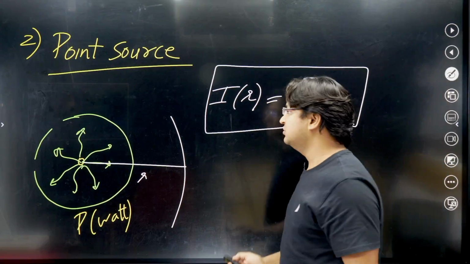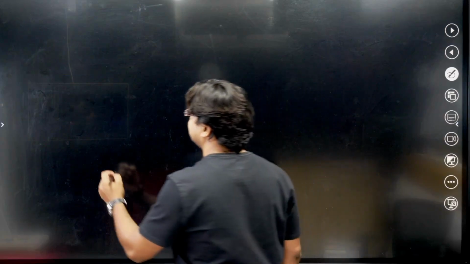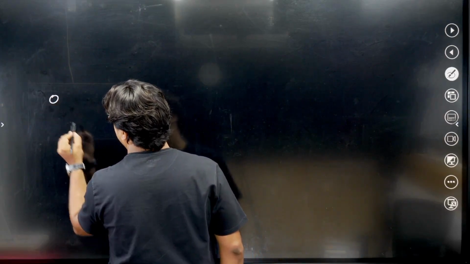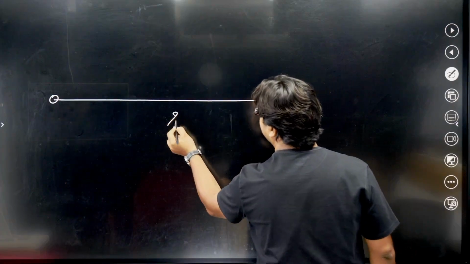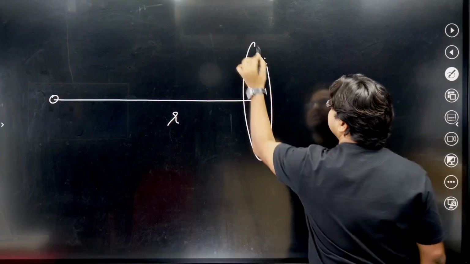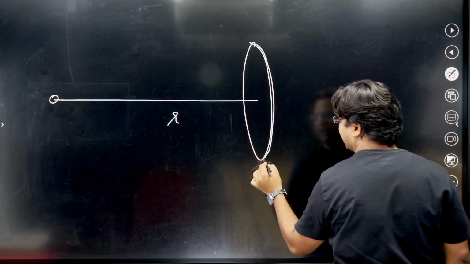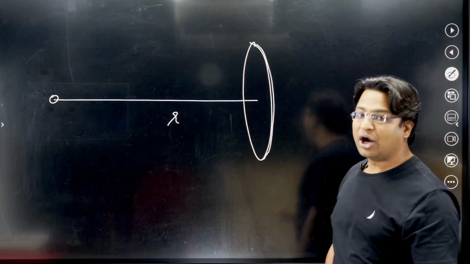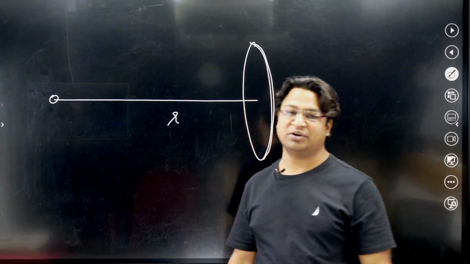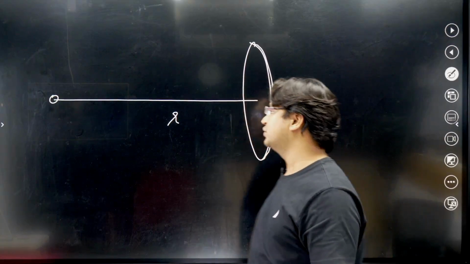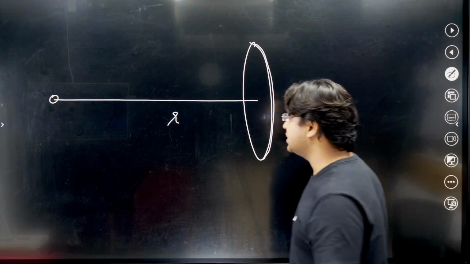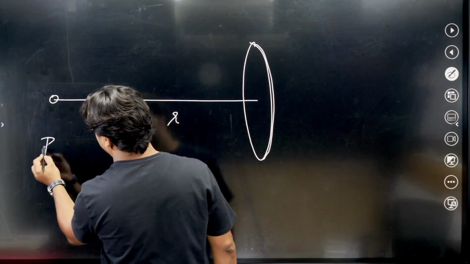Now, that is one thing. Now, the situation is this. We have a point source, and at a distance r from the point source, let's say we have a disk. We have kept a disk, and we want to know how much power will be incident on this disk. This is what we want to know. So before we start solving this, I want you to imagine, or consider this.